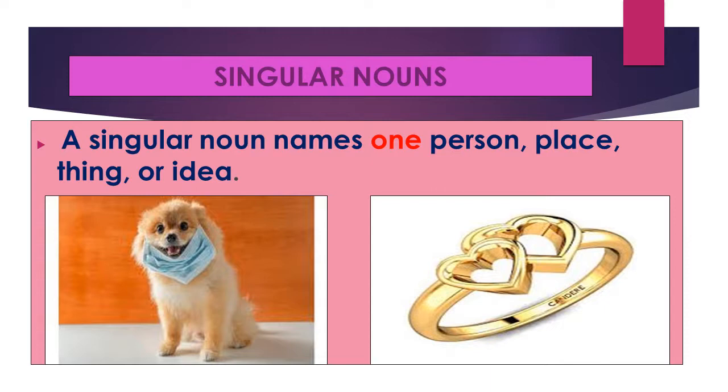You can see in the picture there is one dog over here. That is a singular noun. Only one ring is over here. That is a singular noun.